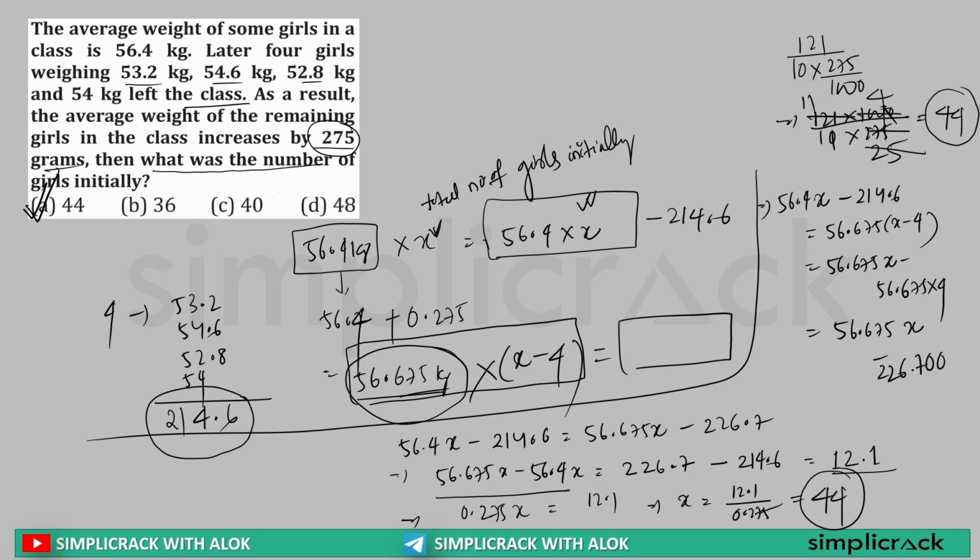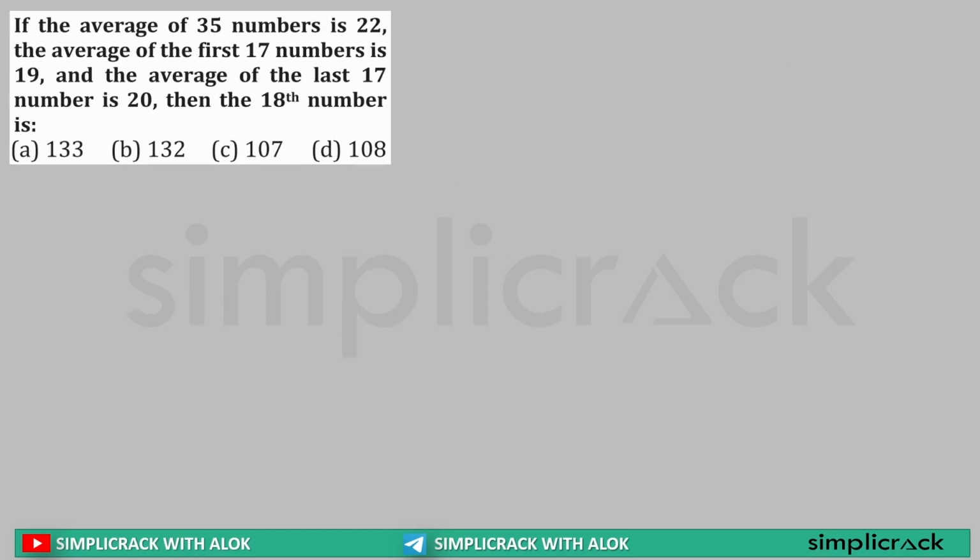Now the next question. Sir, the average of 35 numbers is 22. Sir, the average of the first 17 numbers is 19. Now understand this. 35 numbers, average 22. So the total value is 35 into 22 is equal to 770. See, you will understand the calculation. I was a bit busy, but now you will get all these calculation lectures. So it will be easier for all of you.